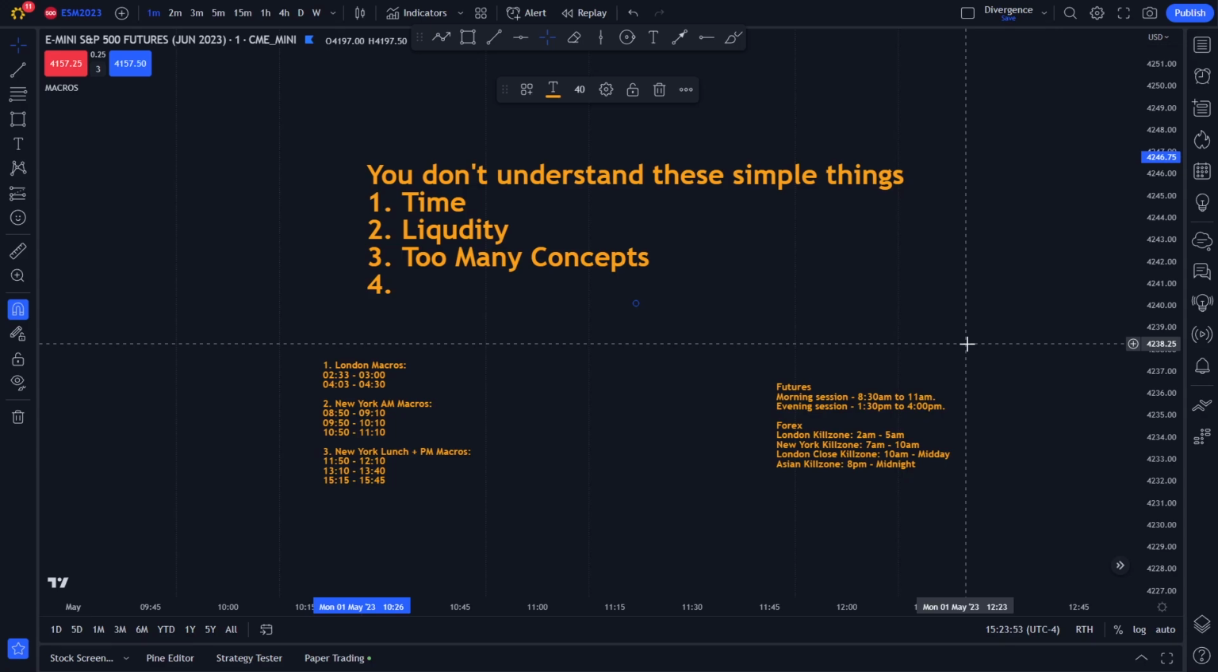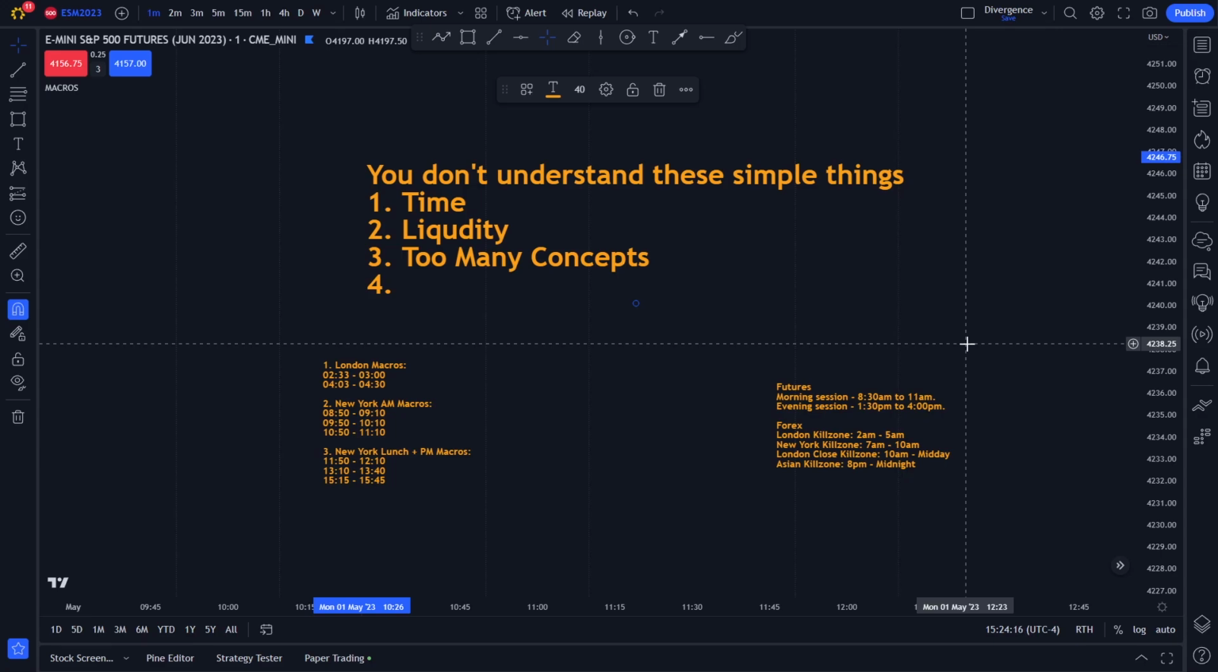Third thing is you are trying to trade too many concepts at once. Just learn one, or not one concept, but learn one model, one strategy that you will use always. And you will use it for at least a couple months, if not years. Because then, if you master that one model, it will be so easy for you to master any other one.